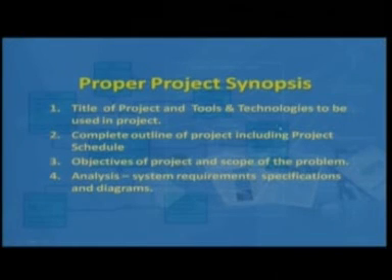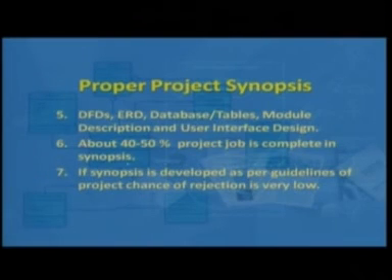A proper project synopsis should obviously have your project title. It is already mentioned in the project guidelines, so I am just repeating it here. It should have the tools and technologies you are going to use, a complete outline of your project including the project schedule, the objective of the project and the scope of the problem you are dealing with, and the analysis of the system that includes the SRS as well as different analysis diagrams, DFD, ERD, database tables, modules, descriptions and user interface design.